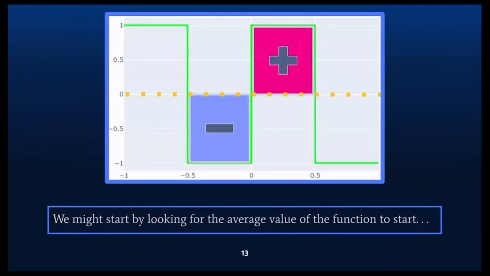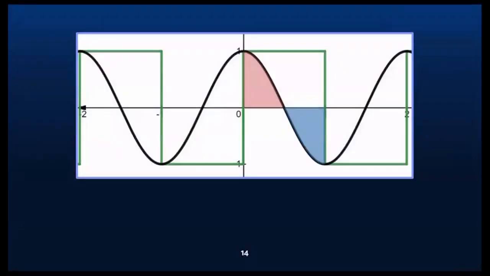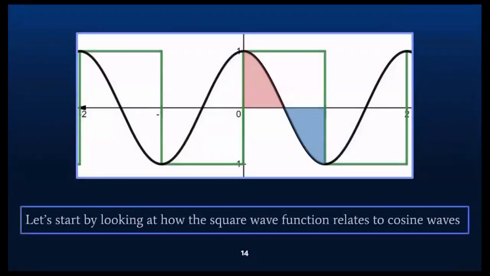And then if we look at the area above and below the line, y equals 0, the x-axis, we'll notice that it's equivalent. And this tells us that the average value of the square wave is going to be 0. And we denote that with a sub 0 as the average value of our function. And this will be the first step in any Fourier analysis. Moving right along, the next question we might ask ourselves is how the square wave relates to cosine wave.